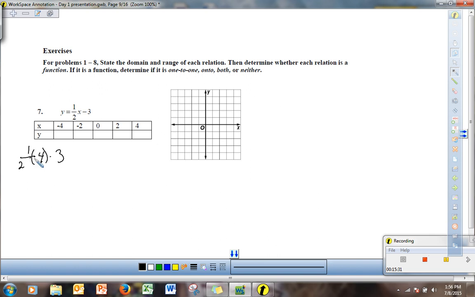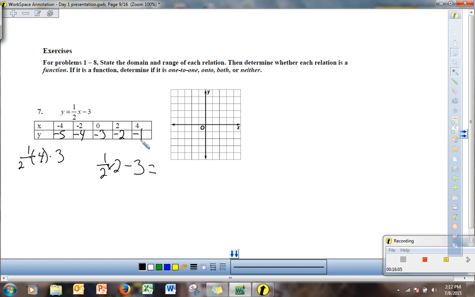Well, I know half of -4 is -2. Minus 3 more gives me a -5. If I go 1/2 of -2, which is -1, minus 3 more, I'm going to get -4. 1/2 of 0 minus 3 is -3. So all I'm doing is plugging them in. You're just grabbing your calculator, going 1/2 times 2 minus 3 equal, and your calculator is going to tell you this is -2 and -1.